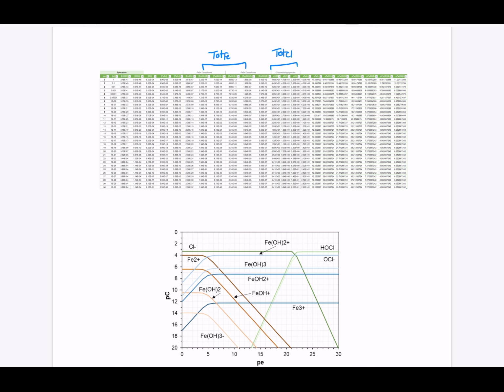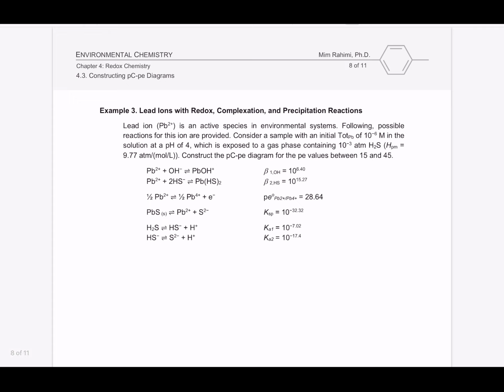It's just combining what we've learned. And now the last example is pretty much a combination of whatever we've learned in this course in terms of speciation. So just decoding what is given, it seems we have complexation with OH, we have complexation with HS, but this is beta 2, keep in mind, so we're ignoring beta 1. We have some redox for lead also. We have some precipitation, and we have an acid-base reaction for a diprotic acid.